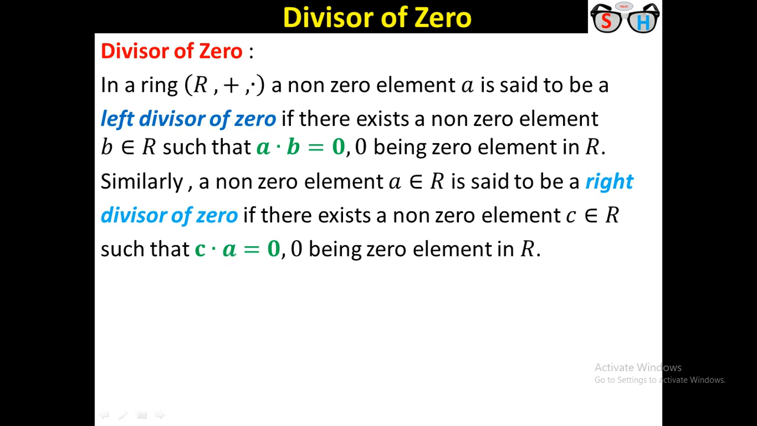However, whether it is a left divisor of 0 or a right divisor of 0, it is called a divisor of 0. Please see that here you can say B is a right divisor of 0, and here you can say C is a left divisor of 0.